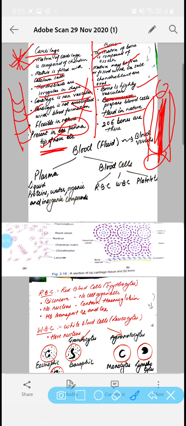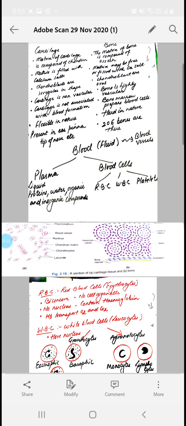Okay, so if we talk about the bones, we all know that we have 206 bones in our body. So this constitutes the main difference between cartilage and bone. ये question आपको 2 या 3 marks के form में आ सकता है.